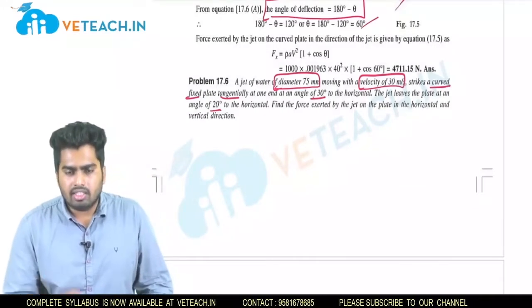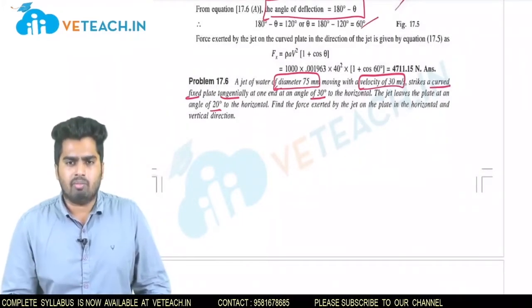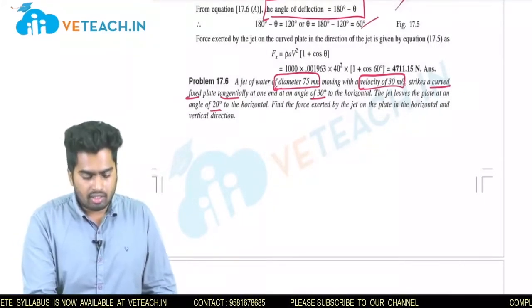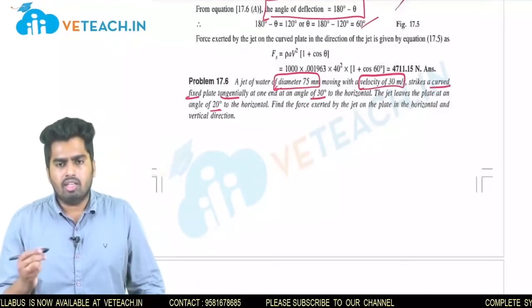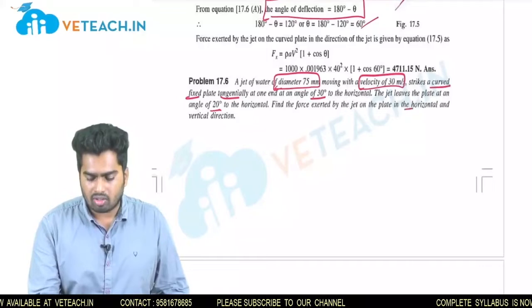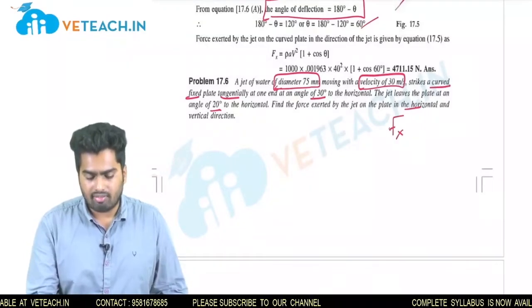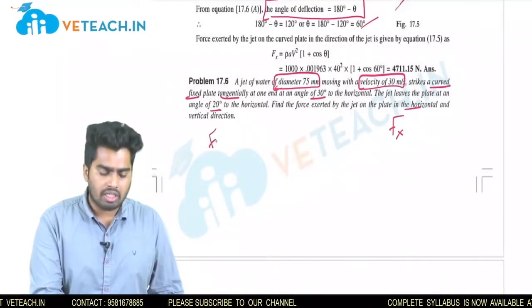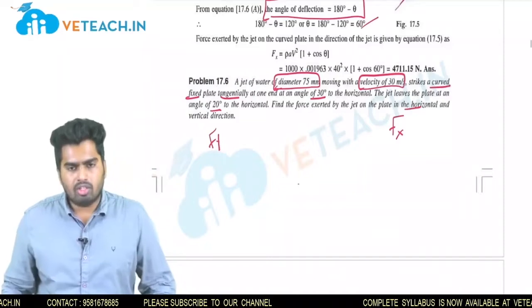So which type of plate, is it symmetrical or unsymmetrical? It is unsymmetrical because the entry angle is 30 degrees and the exit angle is 20 degrees. Both are not equal, so we can easily say the plate is an unsymmetric plate. He is asking to find the force in the horizontal direction, that is, the x-axis, Fx, and also the force in the y direction, Fy. So let us solve the question.